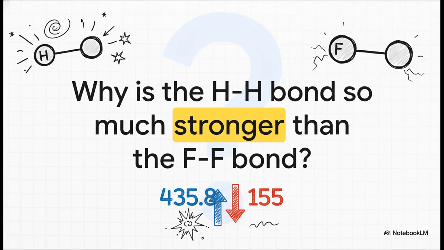Okay, let's just dive right into a puzzle. You know those simple Lewis structures we all learn? A single line means a single bond. So you'd think the bond in a hydrogen molecule and a fluorine molecule would be kind of similar, right? But check out the numbers. It takes a whopping 435.8 kilojoules per mole to rip apart that H-H bond, but only 155 for the F-F bond. That's a huge difference. That simple line just can't explain why one is so much stronger than the other. This is what we call the enthalpy paradox, and it's a huge clue that we need a much deeper theory.